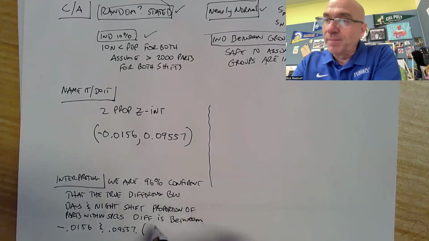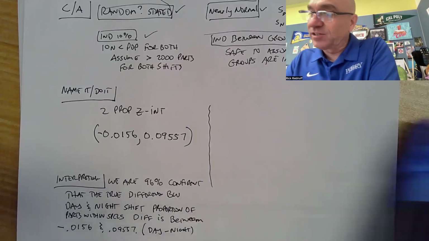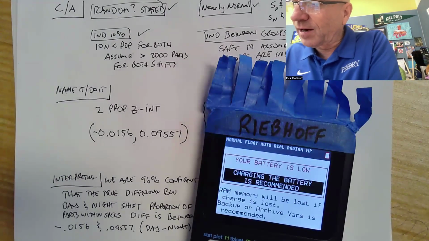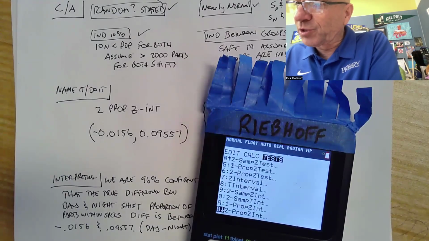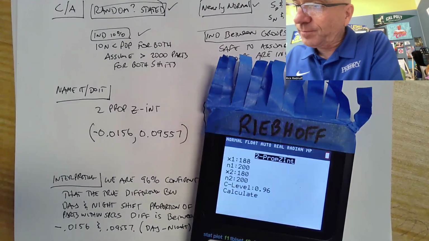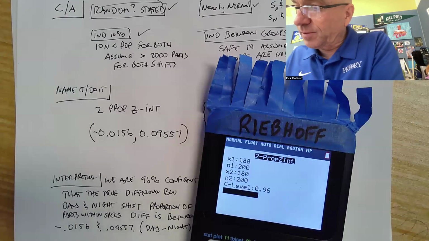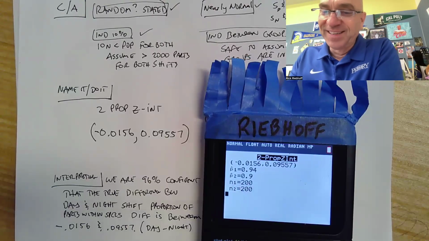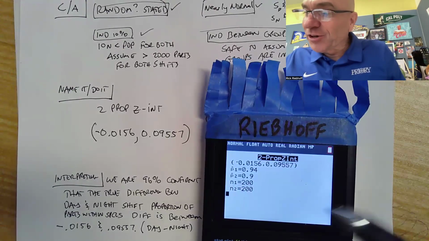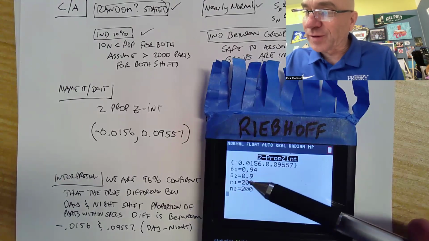I might do, because this is day minus night, sometimes that's important. So I did day minus night, right? And I think it shows that on my calculator when I get there. Again, it's doing that thing, stat test, and then calculate 96%. Okay, good. Oh, it doesn't. Okay, whatever. But it does show you the proportion differences, right? So one was 94%, one was 90.